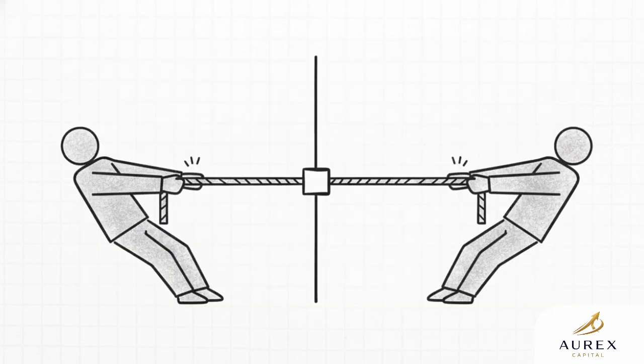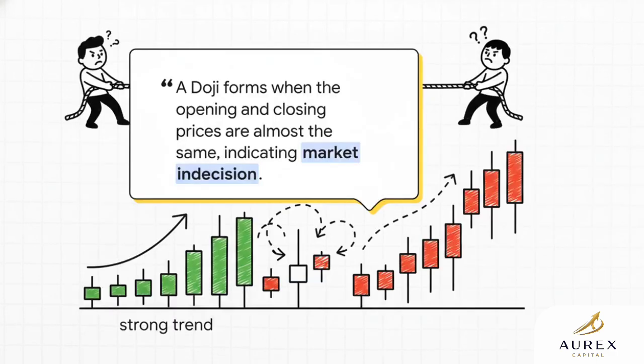So, not every candle shows a clear winner. Sometimes the story is more like a stalemate, a moment of pure indecision in the market. And that moment is captured perfectly by a pattern we call the doji. A doji looks like a cross or a plus sign, and that's because the open and close prices are pretty much the same. It's the market's way of saying, we're at a standstill. Neither the buyers nor the sellers could gain control.